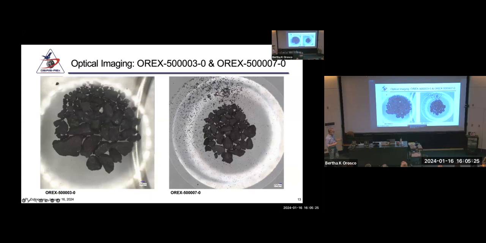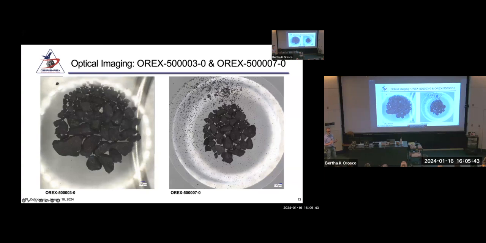Lots and lots of sample. The amount of material that we released to the science team during this quick look phase exceeded that of the Hayabusa2 mission over their entire sample analysis campaign. So as you'll see, we think we brought back on the order of maybe 120 grams.